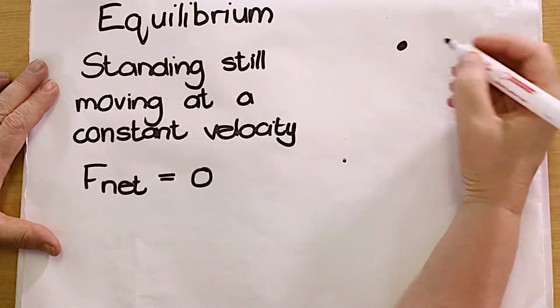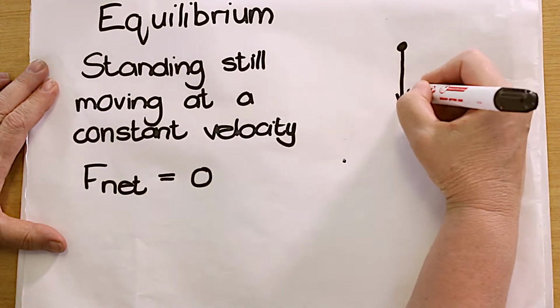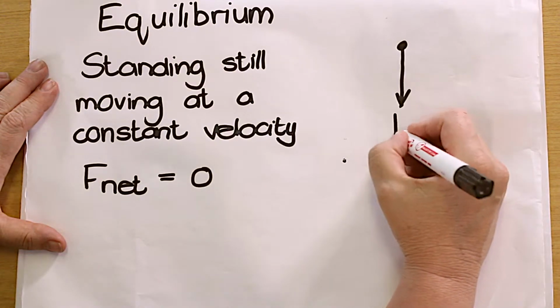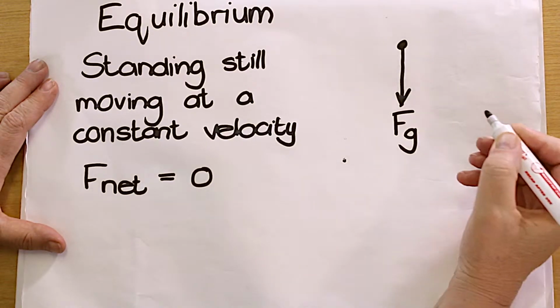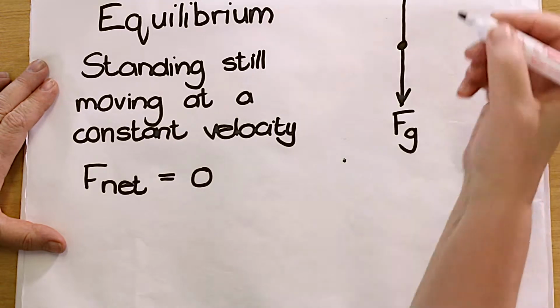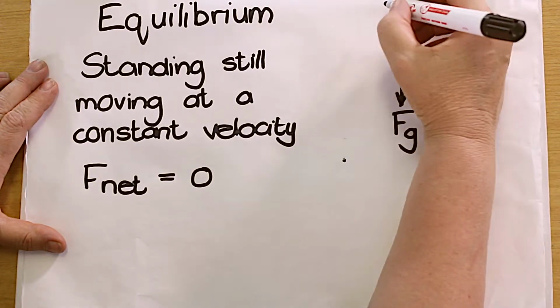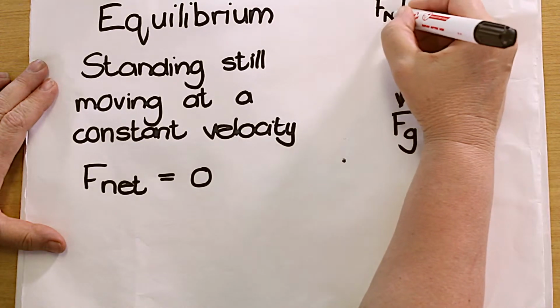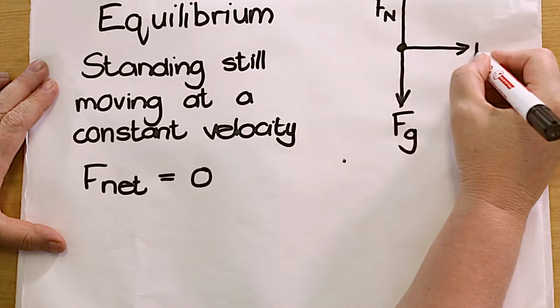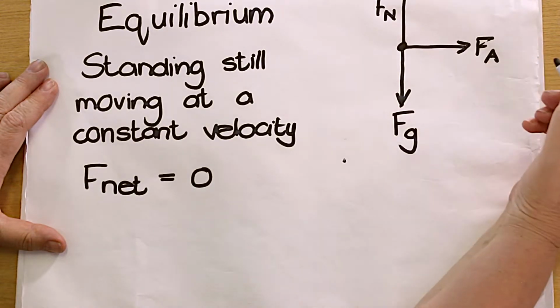Let's have a look at all the forces that act on a car while it is traveling. That dot represents my car. I've got a force acting downwards. The force that the Earth exerts on an object, that is called your gravitational force. I've got a force that the surface of the road exerts on the car. That is called your normal force. Of course, the engine exerts a force on the car. We talk about that as F applied.